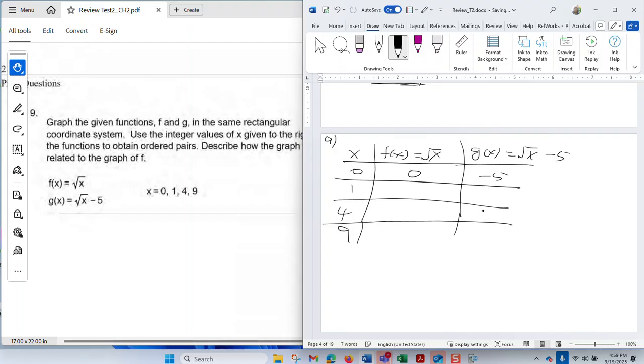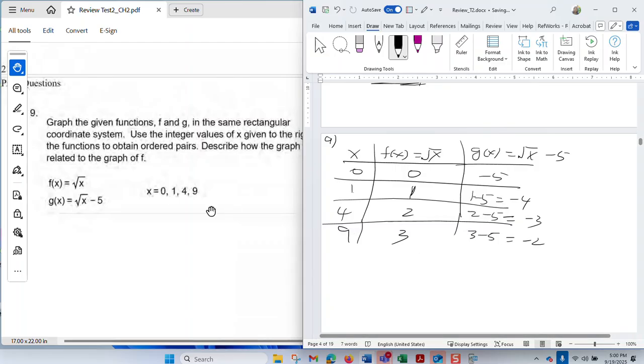If you calculate this, square root of 1 is 1, square root of 4 is 2, square root of 9 is 3, right? And for this one, you just minus 5. So 1 minus 5 is negative 4, and 2 minus 5 is negative 3, and 3 minus 5 is negative 2. So that is how you calculate this.